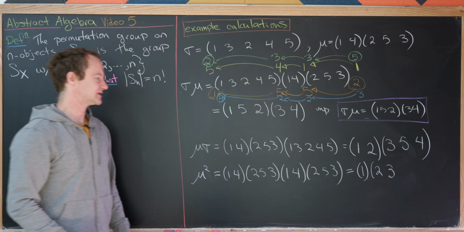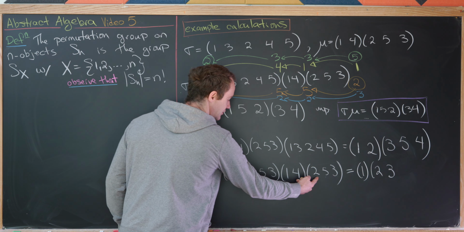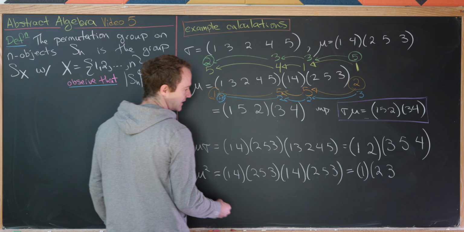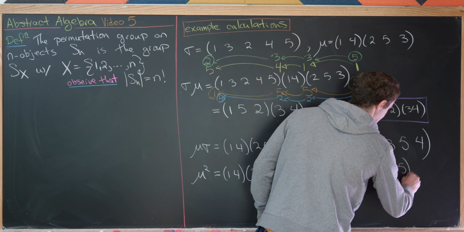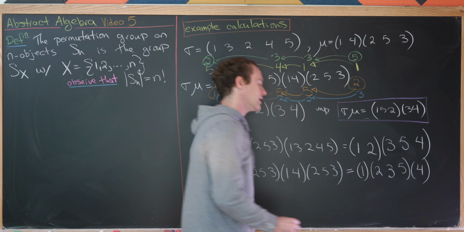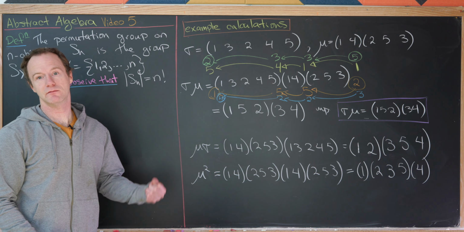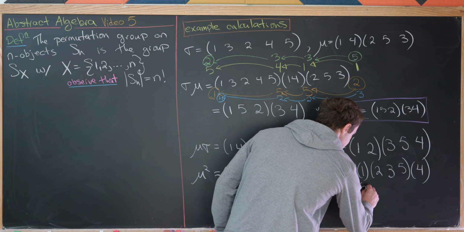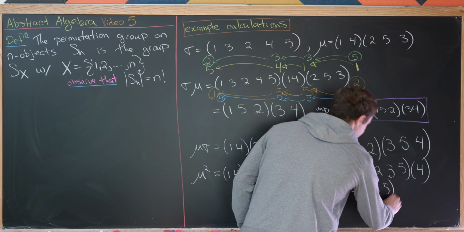And then let's see what happens to 3. So 3 is sent to 2 here, and then 2 is sent back to 5, and then it's sent to itself here. So that means 3 is sent to 5. And then since there's only one more number left over, and that's 4, it must be sent to itself. So here we have this is equal to (2, 3, 5).